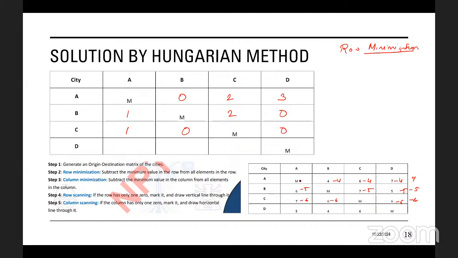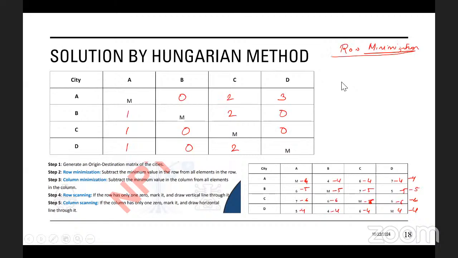And then we are not subtracting from the M values because M is infinity. Whatever we subtract from infinity, it will remain infinity only. Still, I'm just writing it. And the next row, the least is 4. So we will subtract 4 from each of these values. It will be 5 minus 4 is 1, 4 minus 4 is 0, and 6 minus 4 becomes 2. So this is now the matrix after row minimization that we have got.